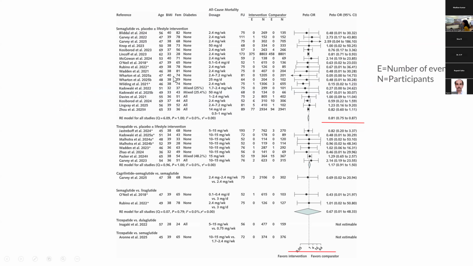Okay, now this is the forest plot for all-cause mortality. I won't dwell too much on this. I just put this so that the concepts of the forest plot are covered for those who are new to it. So, how a forest plot goes is the intervention and control are given, and all the studies that looked at that are given.